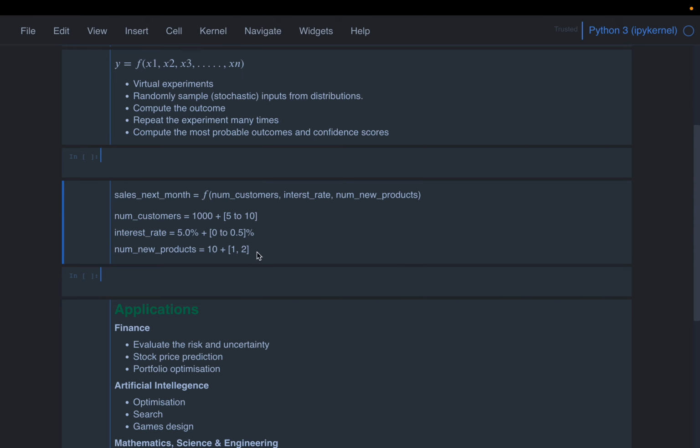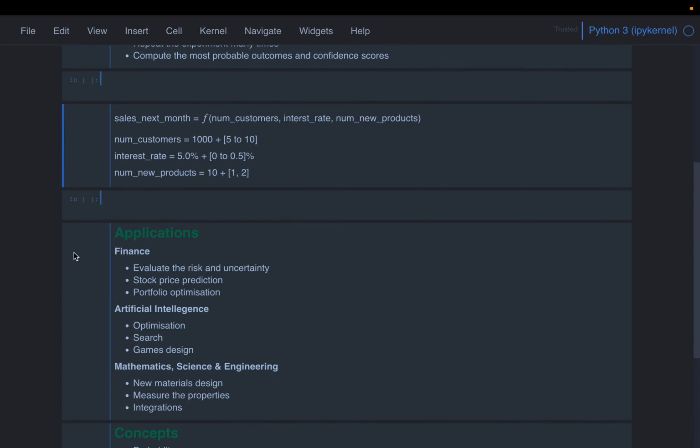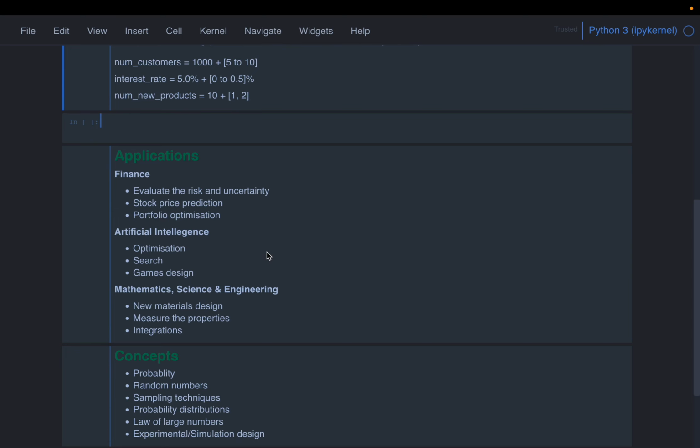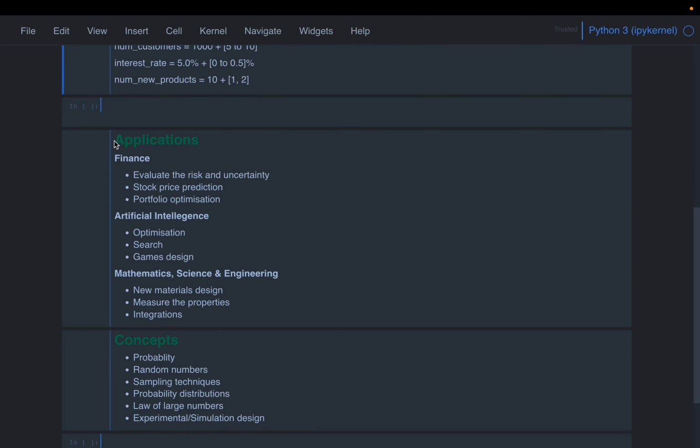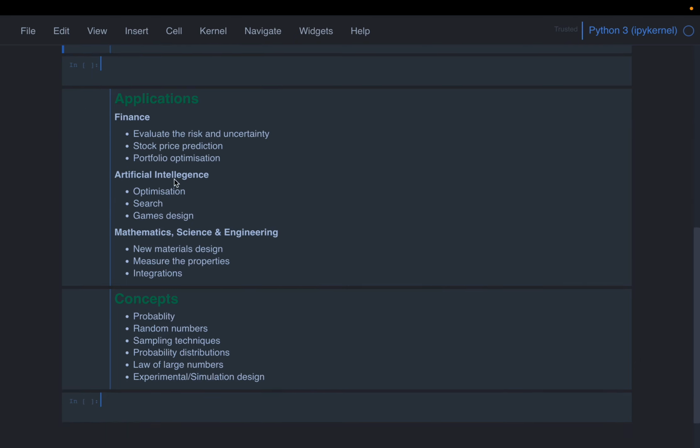But again, we are going to see a number of very simple examples so that it will be clear to you. Now, here I have listed a few applications, but as I was saying, Monte Carlo simulations have applications in every area one can think of.